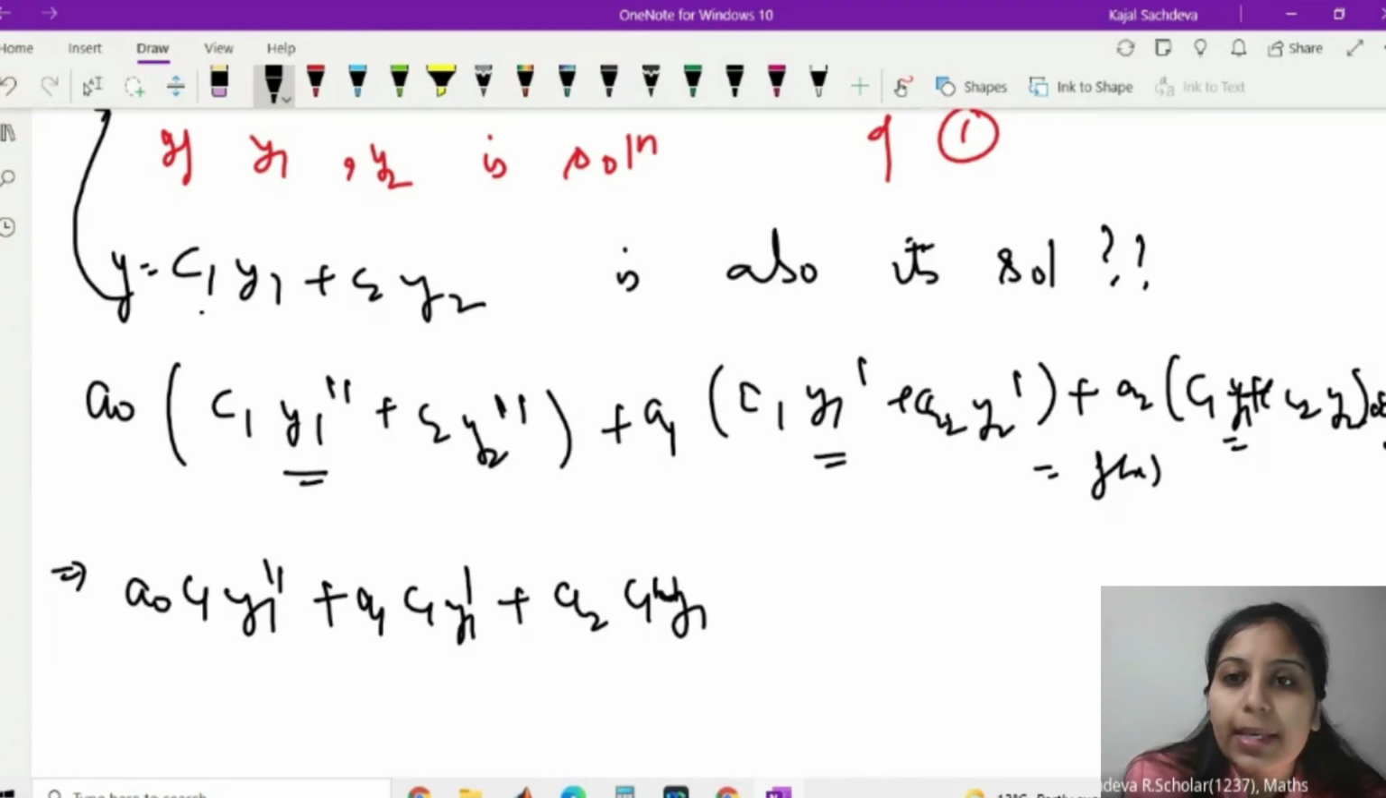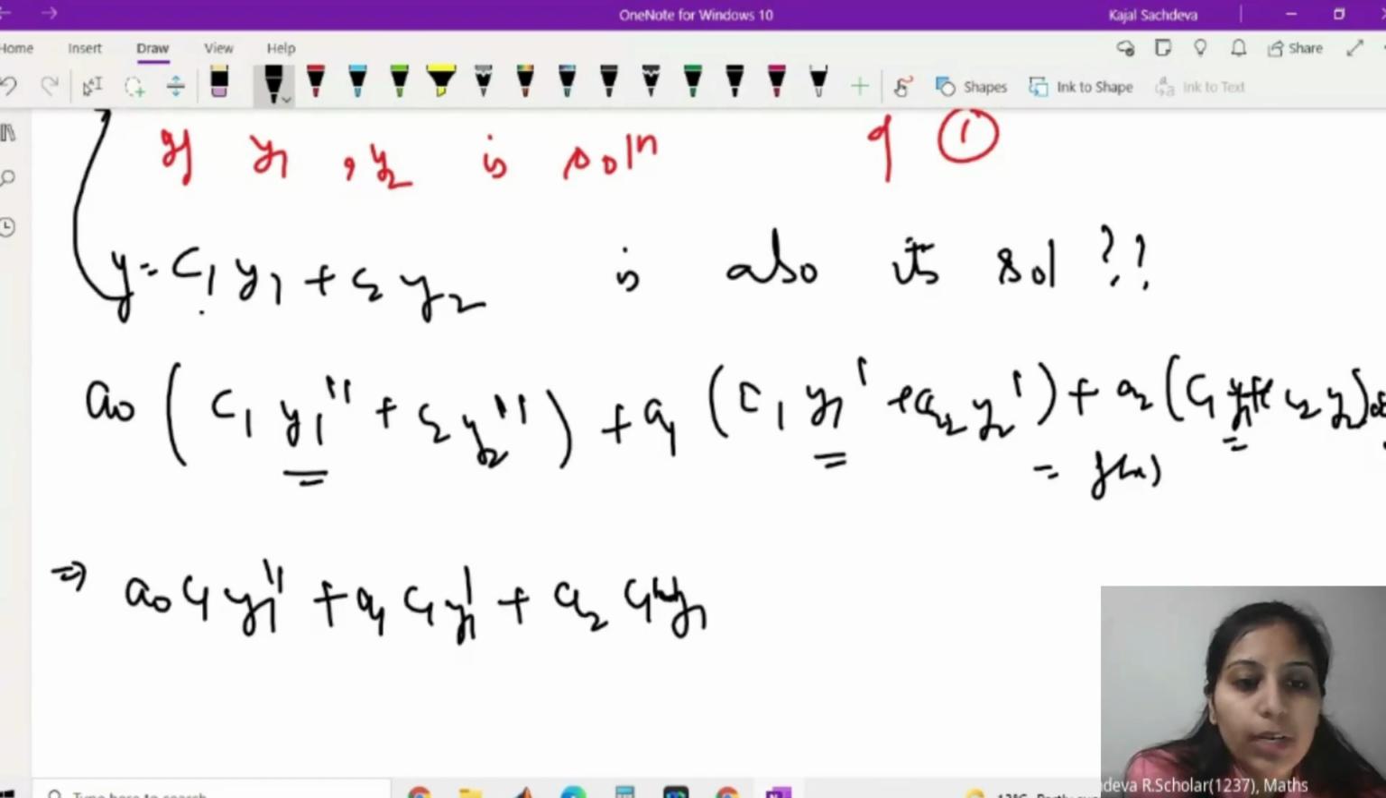But I am here saying f(x) is not equal to 0. We are taking the non-homogeneous part also. So in this case, we want a condition which will make this linear combination a solution of the non-homogeneous equation also. In the case of a homogeneous equation, any linear combination is a solution. But when we have a non-homogeneous equation, we have to find a condition which will make it a solution.